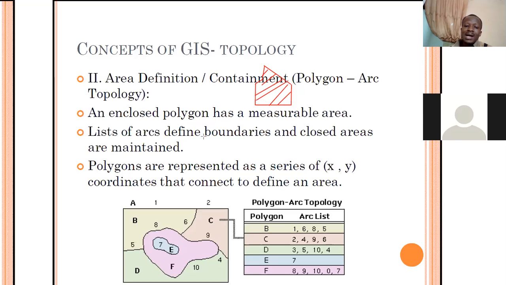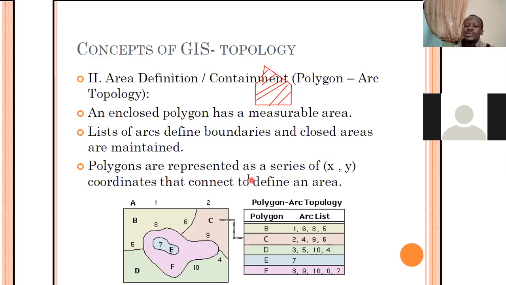Also, it says a list of arcs define boundaries. So these are arcs: arc number 1, 2, 3, 4, 5, 6. So there are 6 arcs that make up this polygon. And closed areas are maintained. In fact, that one is reiterating, re-emphasizing the fact that the arcs should enclose.